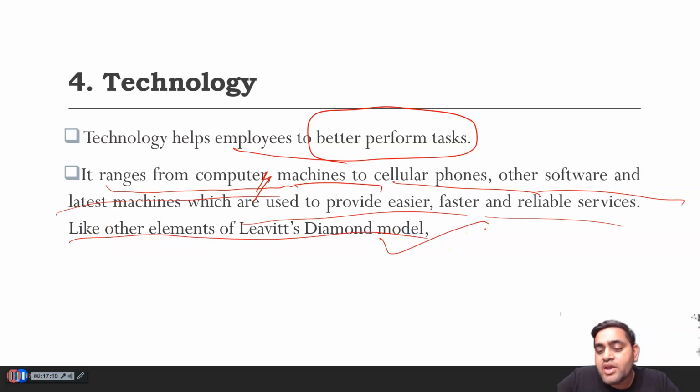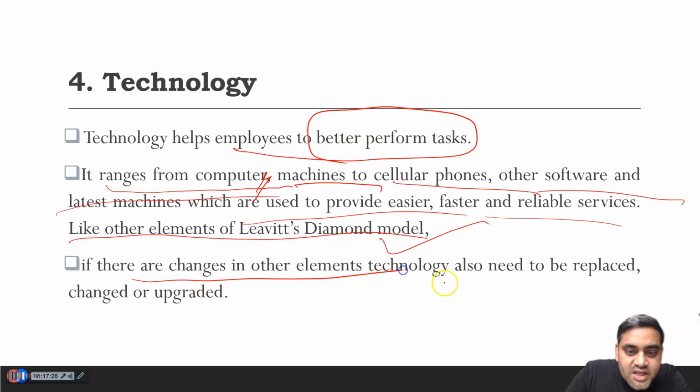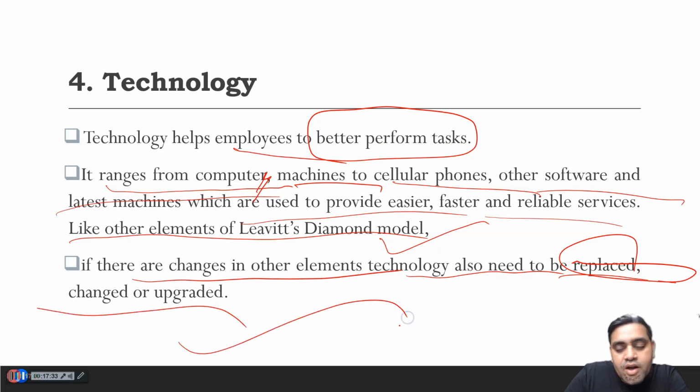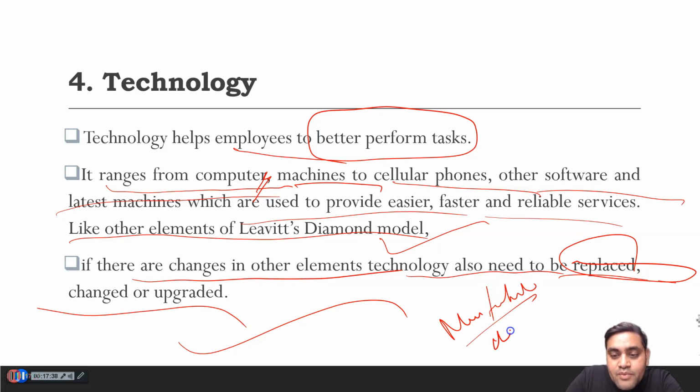Because what can technology be? Technology can be anything. It can be machines, new cellular phones, new laptops, new computers, new software which you add on for your people. And the management information system also plays a very crucial role. So if there is any change in this element of technology, you either need to replace it, change it, or upgrade it. So it's very important that if there is any change in technology, you adapt as an organization, because those organizations who don't adapt to technology are not able to survive.